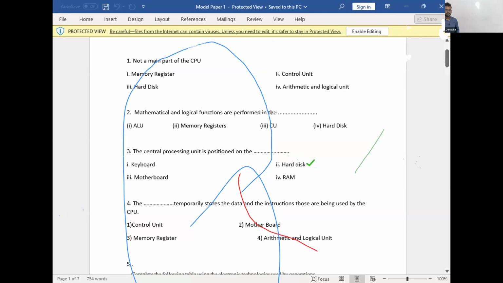Let's move on to the second one. Right. For the second question: arithmetic, mathematical and logical functions are performed in the what? What is the answer? Now you have an understanding about the CPU, right? So what is the correct answer? You can put it into the chat if you know the answer.